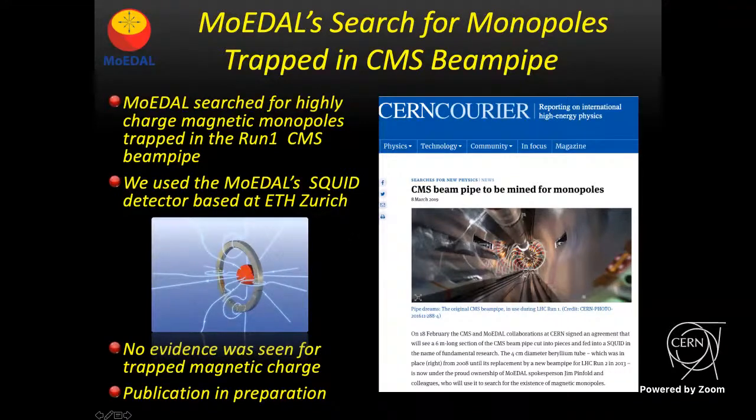We haven't seen any evidence for trapped magnetic charge yet, and the publication is in preparation. A slight complication there is that the monopole, for the first time, will be in a magnetic field at its home in MoEDAL. There is no magnetic field in the MoEDAL region, but there is a magnetic field in the CMS region. That means the monopoles can accelerate and even gain energy rather than lose energy in the magnetic field. So the analysis gets a little bit more complicated.